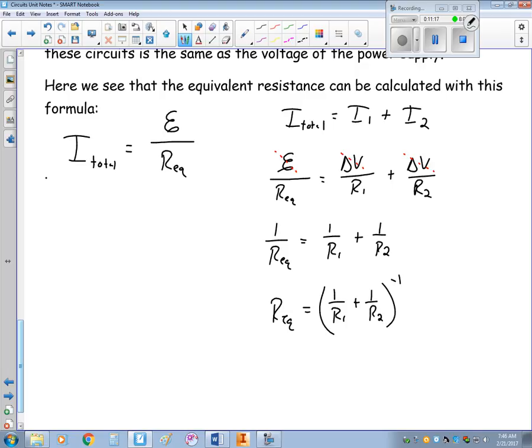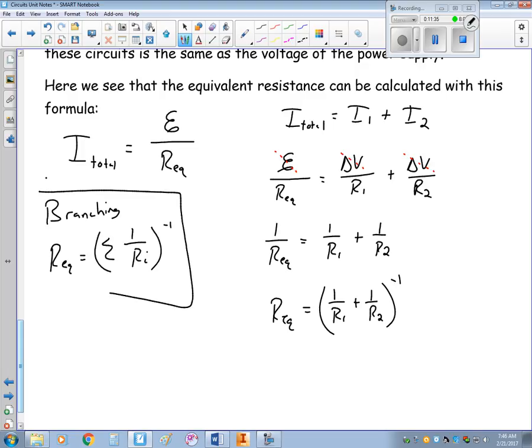And that would be how we calculate the equivalent resistance. We've got to remember to invert it. So for parallel or branching, the equivalent resistance equals the sum of 1 over the individual resistors, inverted. And that will conclude video 3.